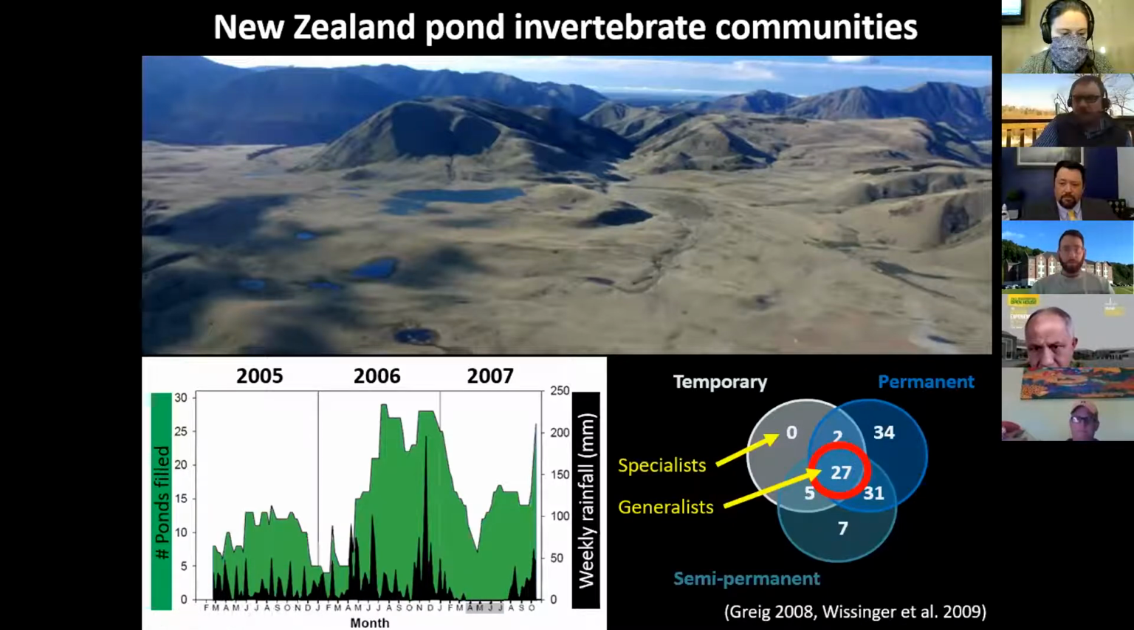So this is what I was really focusing on: trying to understand what life histories they would need to live in a place that has fish, but also, for the same species, to survive in an area that might only have water for maybe a month or two out of the year.